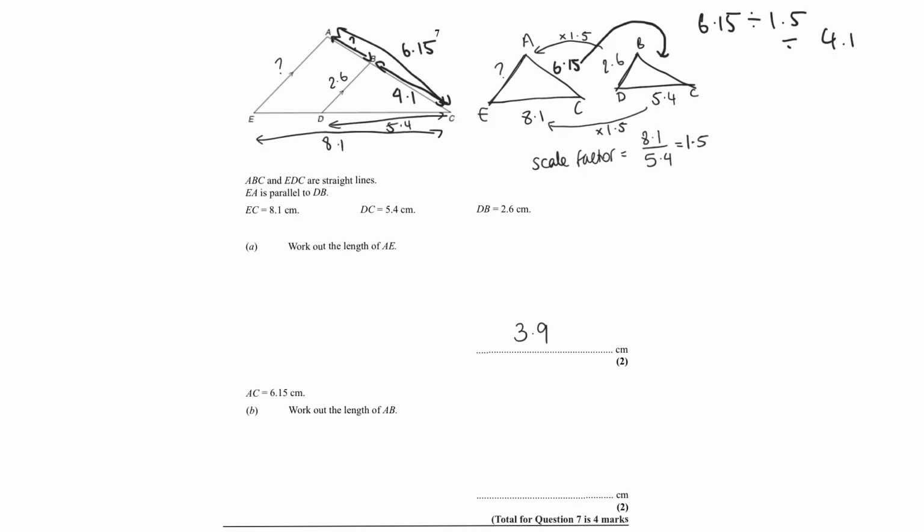So if we know that B to C is 4.1, the whole length is 6.15. To work out what A to B is, we're just going to take them away from each other. So it would be 6.15, take away 4.1, and that would leave you with 2.05.